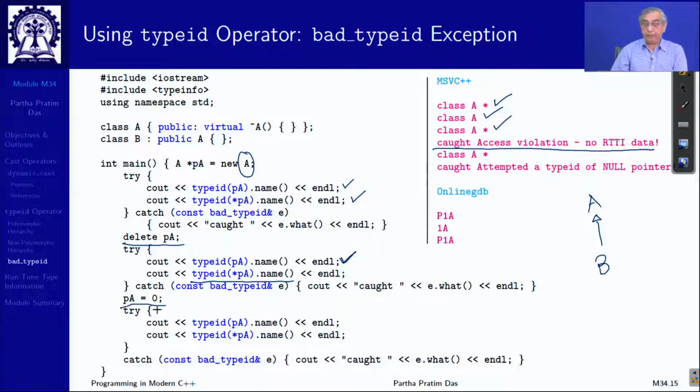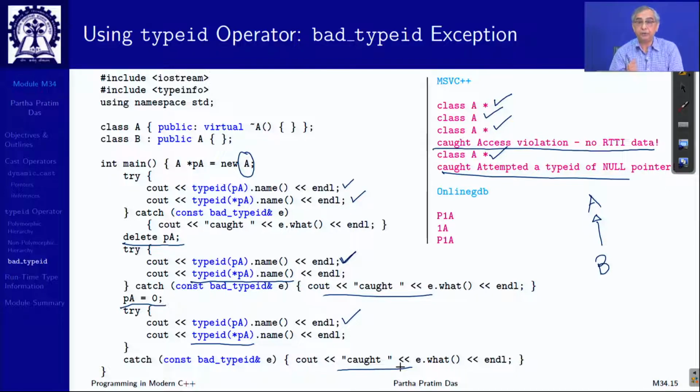Now, I set PA to null. Again, the type of PA is correct, but when I try to check the type ID of star PA, I am doing a null pointer referencing. So, I get a corresponding error, and it is caught by this exception. These are some of the cases where bad type ID might get thrown because you are using the type ID on a bad object or a non-existing object and so on.